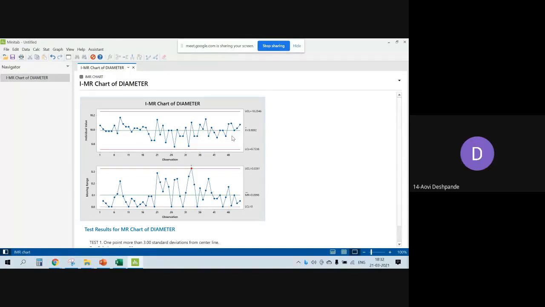It is in control. It has to be. Now we have to see both the graphs. Can you see in the moving range any red point? Yes, sir. That means this process is not in control. That means in the moving range, one range is going out of control.